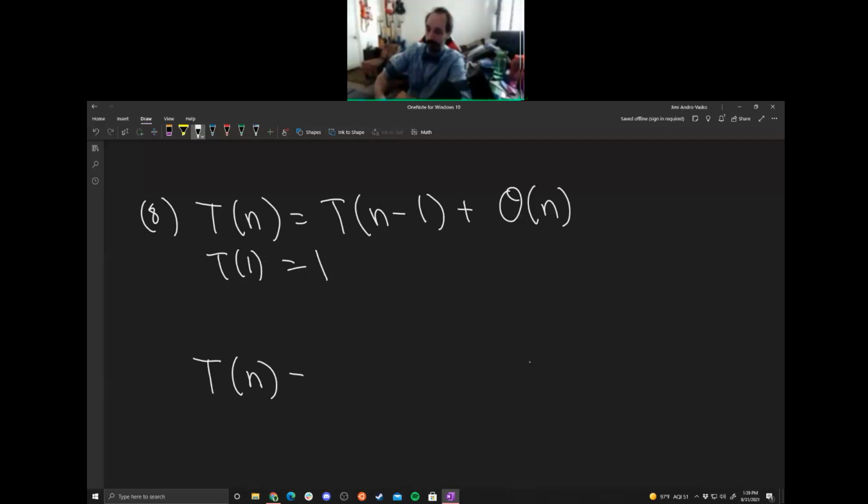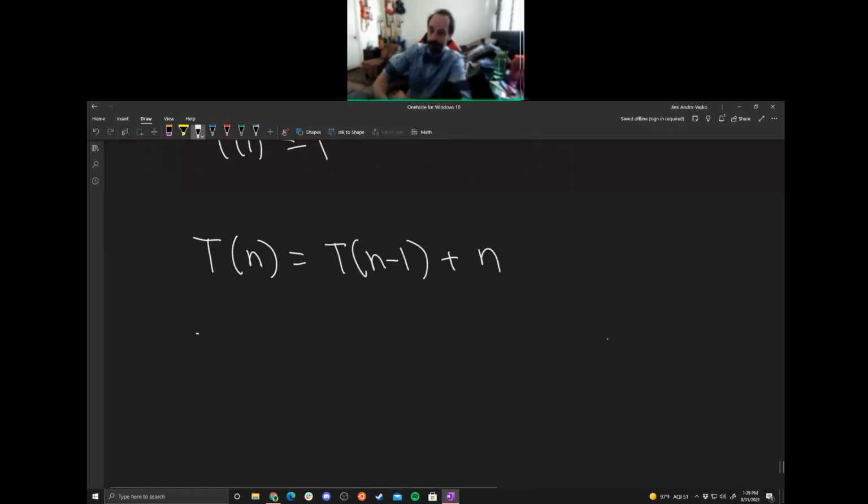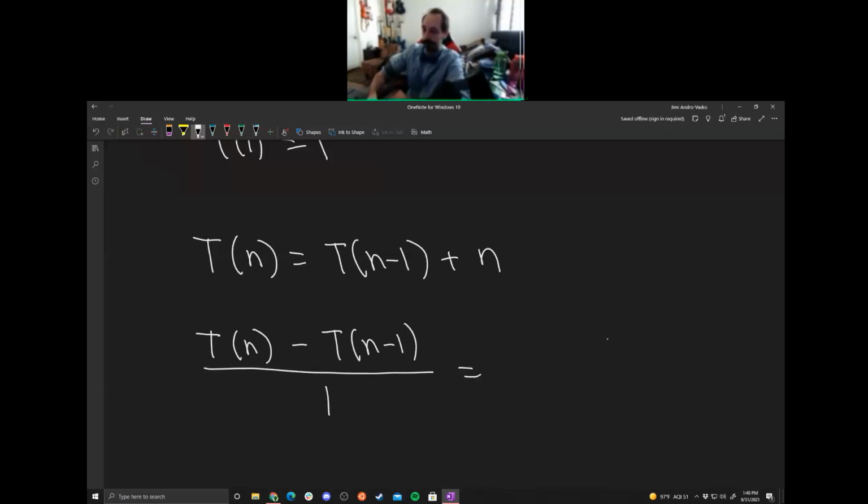T(n) = T(n-1) + n. I'm just going to use n because for theta n, just pick the simplest version of that function. So I can rewrite this a little bit. Subtracting 1, which is much smaller than n, will be your delta n in this case. So this sets up sort of the derivative of T(n), like the derivative from calculus.